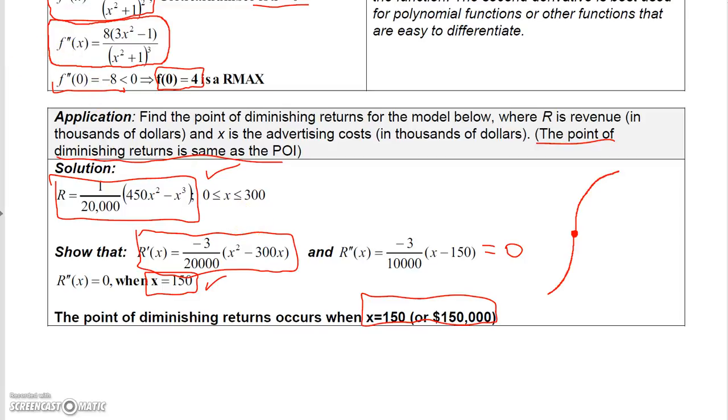Okay, so that pretty much ends the section on the concavity and the second derivative test, and we'll get into some other applications of derivatives next.